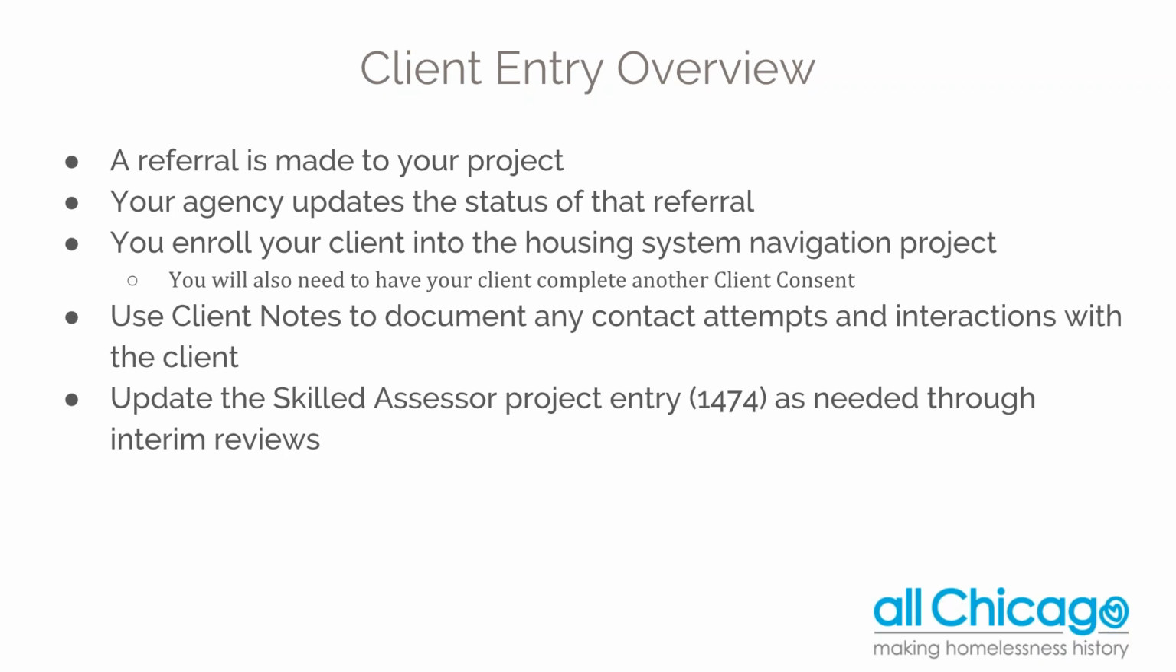And then we are going to hop in to see how we can update the skill assessor project entry. So that entry is into 1474 as needed through interim reviews. So what that means is that during your time engaging with this client, maybe their cell phone changes, maybe their contact information changes, maybe their housing situation changes. In those instances, you'll want to be able to update that client's skilled assessor project entry so that the coordinated entry system is getting the most up-to-date information about that client as we possibly can have.